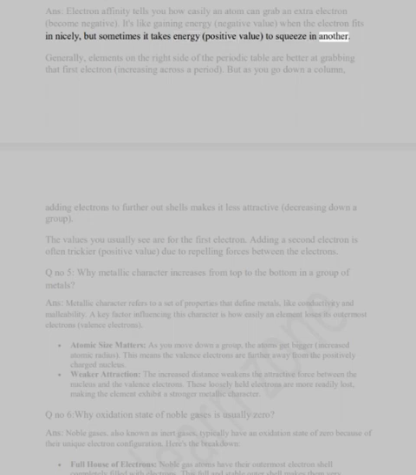but sometimes it takes energy, positive value, to squeeze in another. Generally, elements on the right side of the periodic table are better at grabbing that first electron, increasing across a period. But as you go down a column, adding electrons to further out shells makes it less attractive, decreasing down a group. The values you usually see are for the first electron. Adding a second electron is often trickier, positive value, due to repelling forces between the electrons.